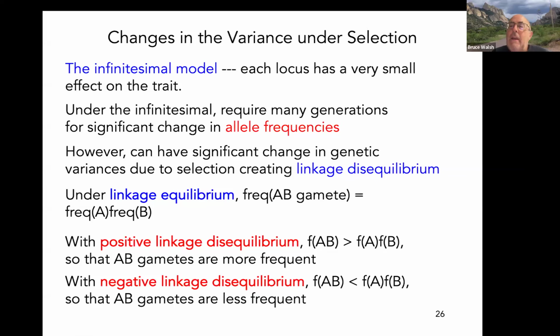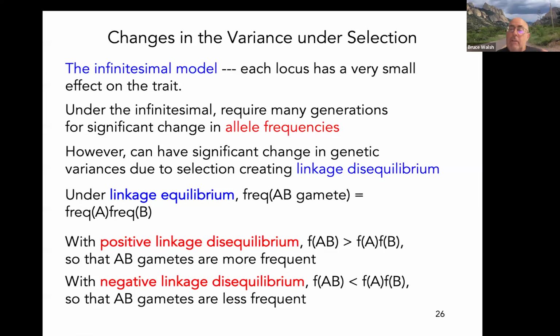But when selection changes the variance of a trait, when I change the variance, I change the additive variance. When I change the additive variance, I change the heritability. So heritability is changing. So R equals h squared S is a predictor of one generation.